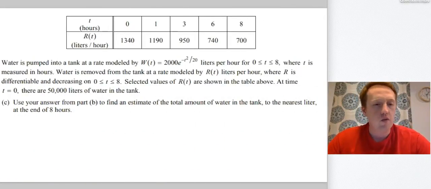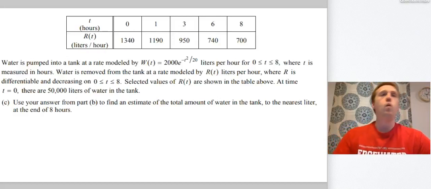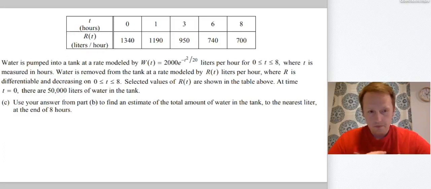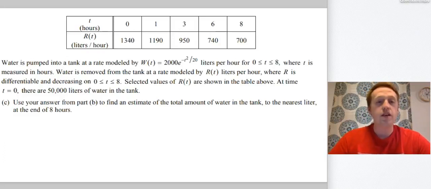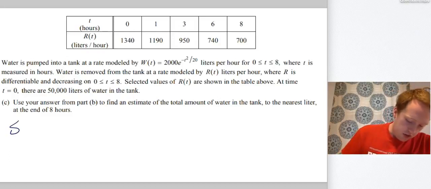All right. Next one, use your answer from part B to find an estimate of the total amount of water in the tank to the nearest liter at the end of 8 hours. So this is where that rate in, rate out stuff comes into play, right? This is where we know that water is coming into the tank. We know water is being pumped out of the tank. So we have to do some integrals and we have to consider the initial value to get an amount, right? So we're going to do 50,000.